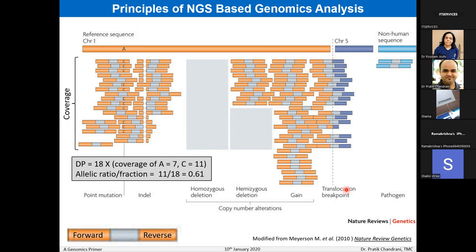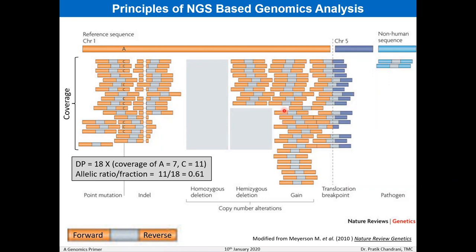Now, if we identify any NGS data which is not mapping to the human genome, but it is mapping to a pathogen genome, say for example, a human papilloma virus, then we can highly confidently identify the pathogen and use that for therapeutic or prognostic classification as per the requirement. So this is the underlying rationale for NGS data analysis.